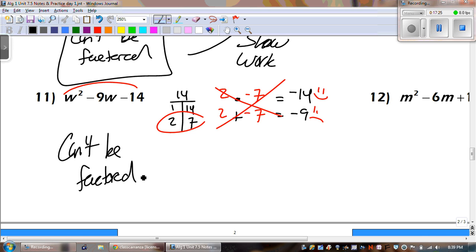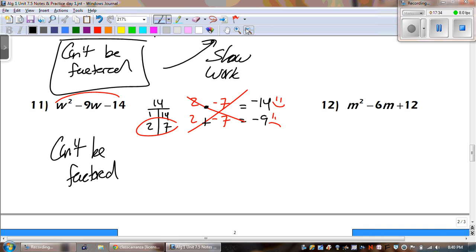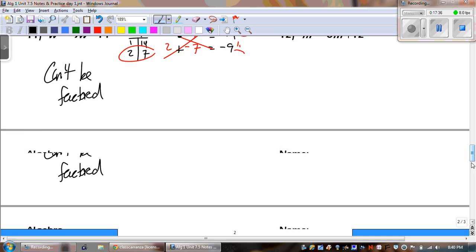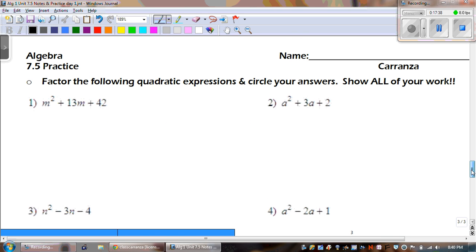Now, I know that today was kind of difficult, so if you have any questions, please come find Miss Carranza or myself. We would love to help you out. Your homework is below the 7.5 practice.